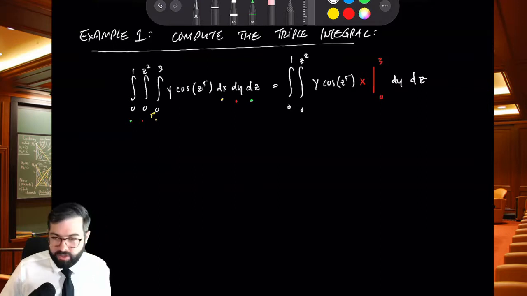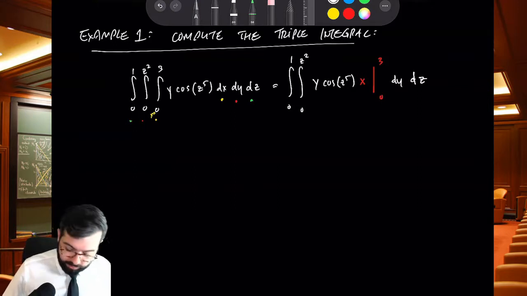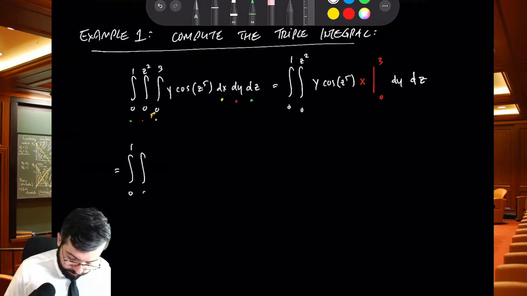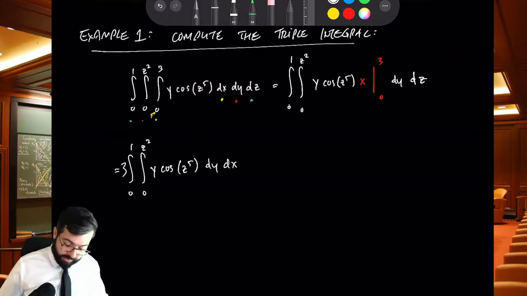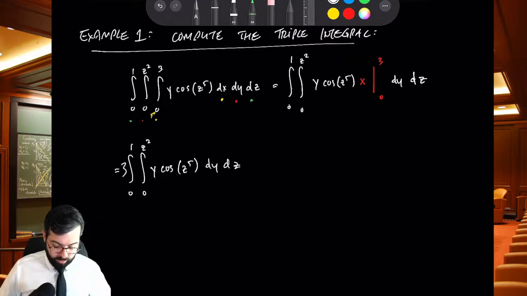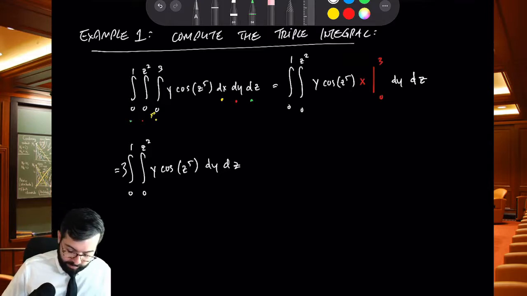So what's nice is that all the lower limits are 0, so we don't really have to do too much computing. So what we'll do is we'll evaluate that at 3, and I'm actually just going to pull the 3 outside, and so we're just going to be left with, again, y cos z to the fifth dy dz. Right, should be no more x's now that we've integrated that.